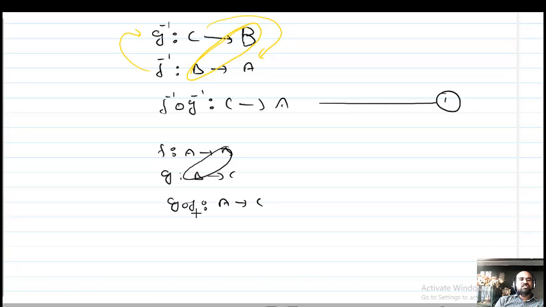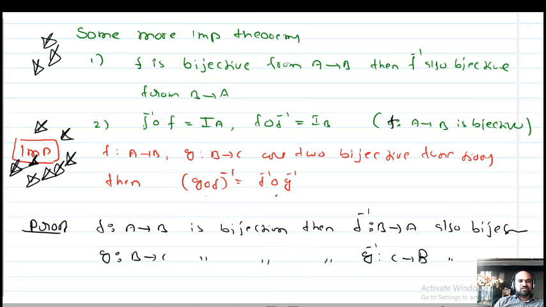So F is bijective, G is bijective, so G circle F is bijective, and the whole inverse exists. So what is that? G circle F whole inverse is from what? C to A. This is number 2. Observe 1 and 2. Their domains are the same, no? G circle F whole inverse is C to A only. F inverse circle G inverse is C to A only. Now you want to prove that their rules are the same.